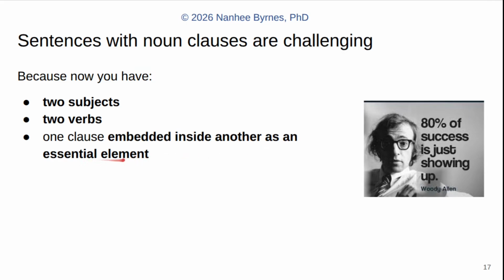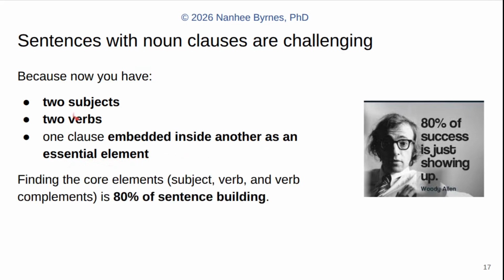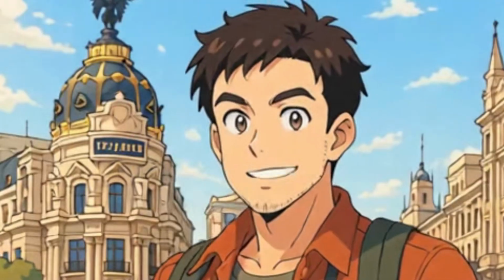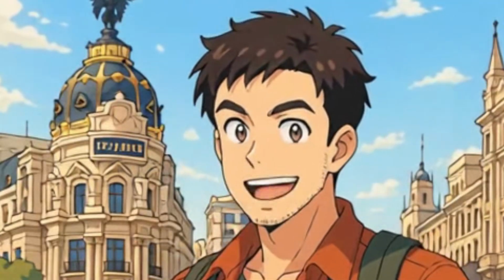Woody Allen once said that 80% of success is just showing up. In sentence building, it's the same. If you can identify the key elements of a sentence, you've already solved most of the problem. Spotting what matters is where the test is won or lost. If you can identify the key sentence elements, the rest is almost automatic.